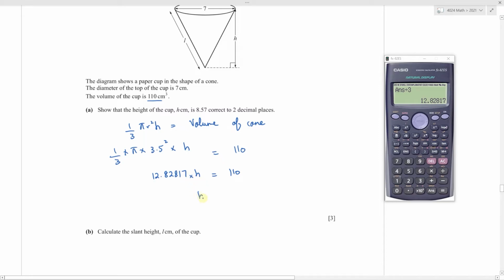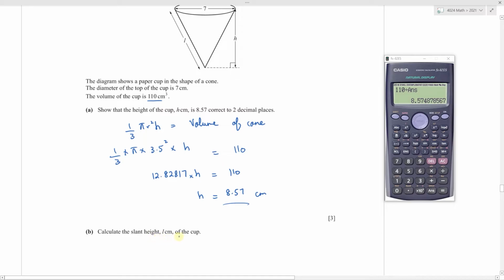So this is being multiplied here. If I want to calculate h, I will divide by it in the denominator. So 110 divided by 12.82817. So this is 8.57 centimeters up to 2 decimal places. So up to 2 decimal places, this is 8.57 here.